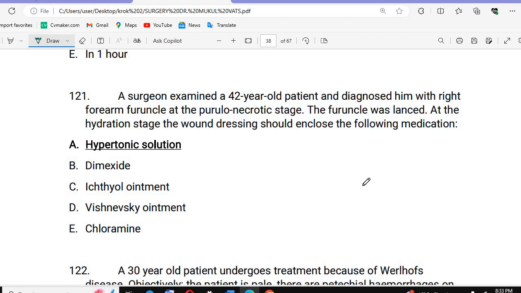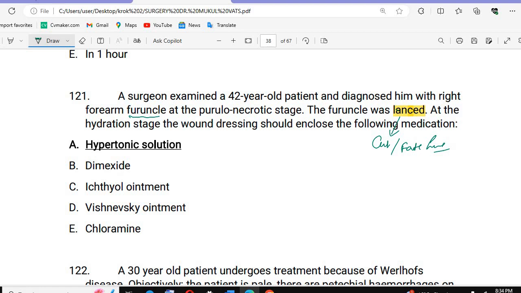After that, a surgeon examined a 42-year-old patient and diagnosed him with a right forearm furuncle at the purulonecrotic stage. The furuncle was lanced. Now see, there was a furuncle, and this furuncle was lanced, meaning it burst. At the hydration stage, the wound dressings would include the following medications.